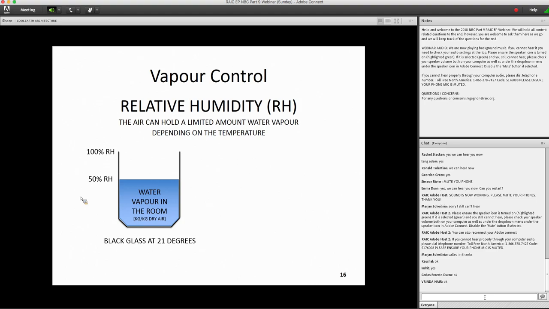There's something a little magic about this glass. This glass will change sizes depending on the temperature that it's located in. Okay? So for 21 degrees, we have a glass of this size, which can hold this amount of water. And this is what the air is capable of holding at 21 degrees.